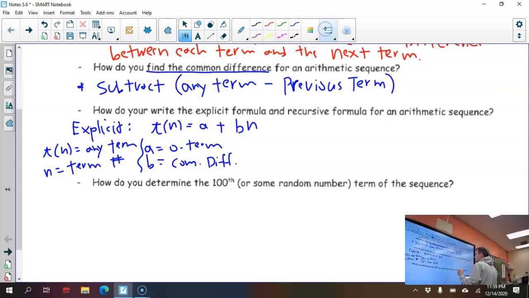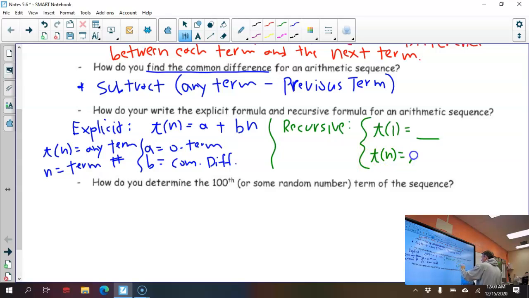All right. And what about the recursive? The recursive formula looks like this, right? T of 1 equals blank. T of n equals T of n minus 1 plus blank, where this is the first term and this is the common difference.